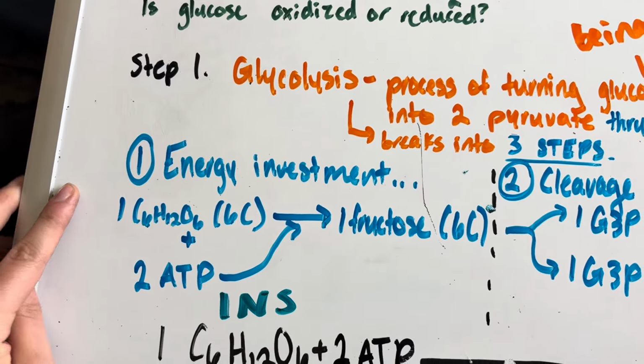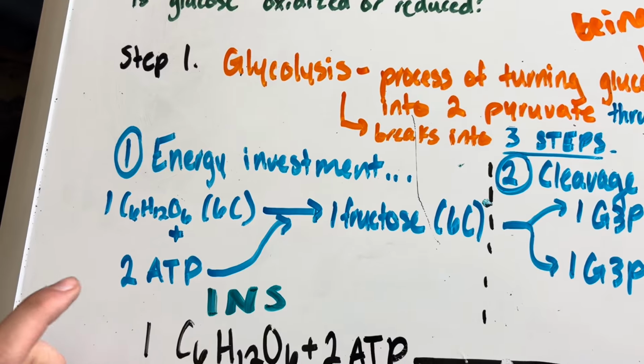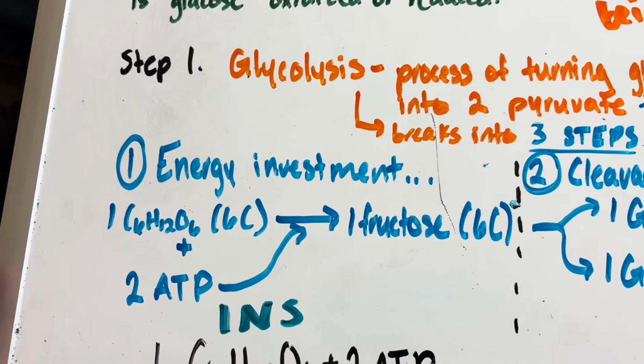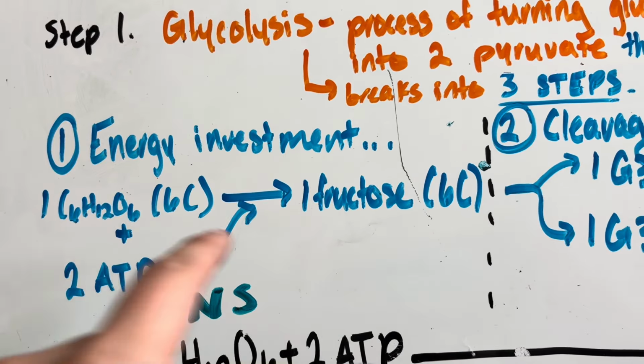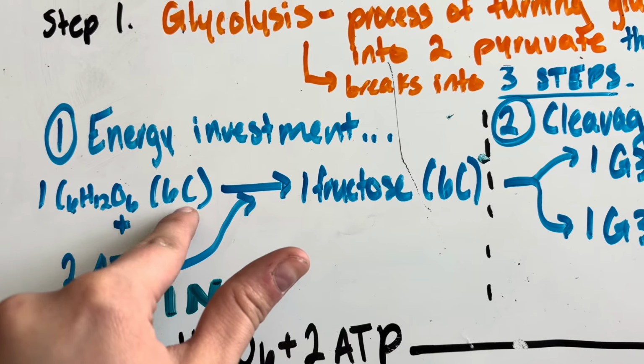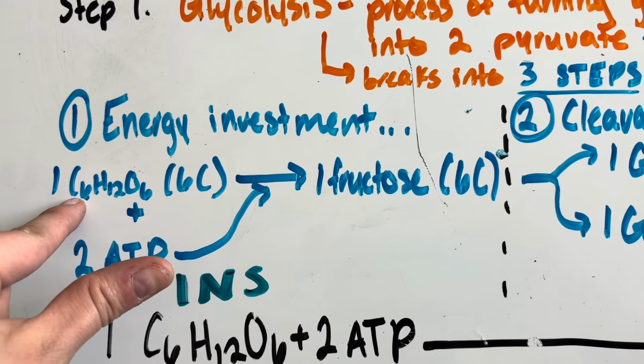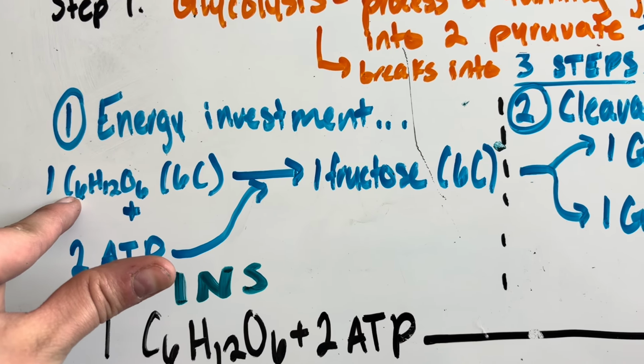Number 1, the energy investment phase. We're going to put 2 ATP into the equation to start it off. So energy investment, we're going to invest that 2 ATP. We're going to get fructose, which is still 6C, 6 carbons. You can see C6 is 6 carbons.